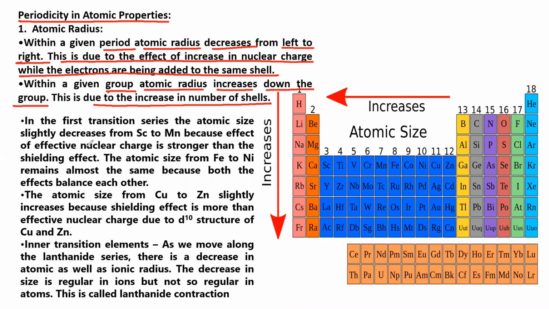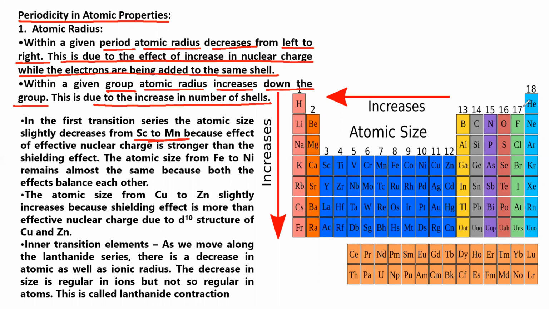Now coming to transition elements, it is different. In the first transition series, that is nothing but the 3d series, because transition elements start from group 3 to 12, and they have 3d, 4d, 5d, 6d series, as I already discussed with you. So in the 3d series, the first transition series, atomic size slightly decreases from scandium to manganese. Scandium to manganese, very important. The atomic size slightly decreases from scandium to manganese because the effect of nuclear charge is stronger than the shielding effect.